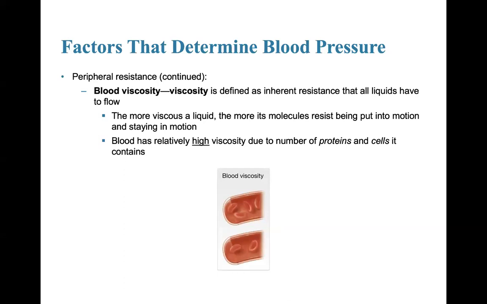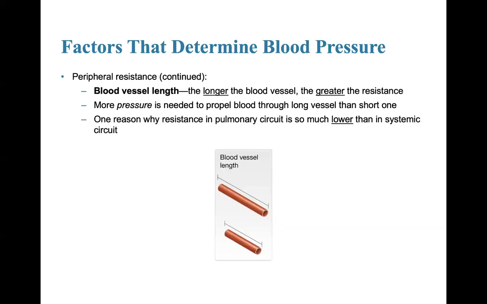Viscosity is defined as an inherent resistance that all liquids have to flow. The more viscous a liquid is, the more its molecules resist being put into motion and staying in motion. Blood has a high viscosity due to the number of proteins and cells that it contains. As for the length of the blood vessel, the longer the blood vessel, the greater the resistance. More pressure will be needed to propel blood through a long vessel than a short one. This is one reason why resistance in the pulmonary circuit is so much lower than that in the systemic circuit.